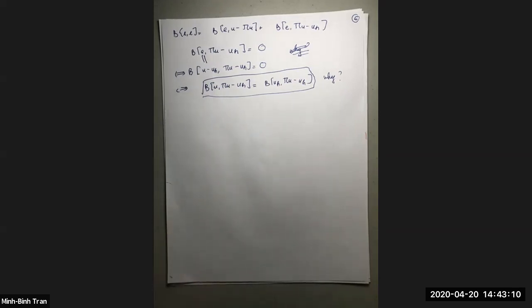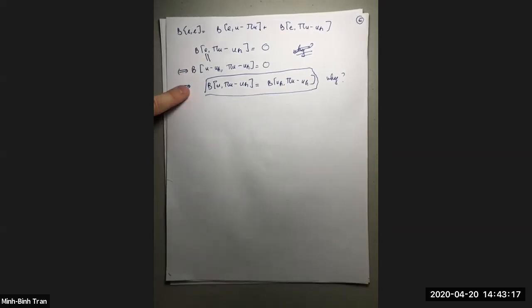We already use linearity. So from the second step to the third step, I already use linearity. Why is that 0?